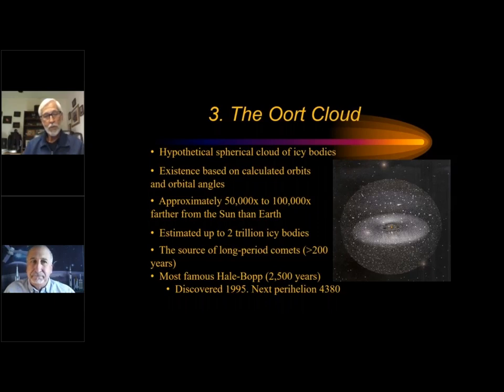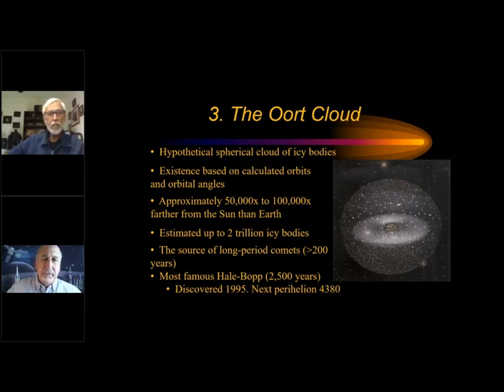The most famous one of that is probably Halley's Comet, which orbits approximately every 2,500 years. It was discovered not long ago, which means it's going to be a long time until we see it again. The next time it's going to approach the sun is in 4380. So I think that covers pretty much the description of asteroids, a description of comets, and where they're located.